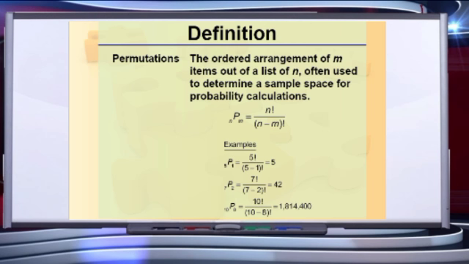So similarly, we can calculate the values for 7P2, that is 7 things are given to us and 2 are to be chosen at a time. Similarly, 10P8, that means 10 things are given to us, out of which 8 are to be chosen at a time. So the number of arrangements can be calculated.